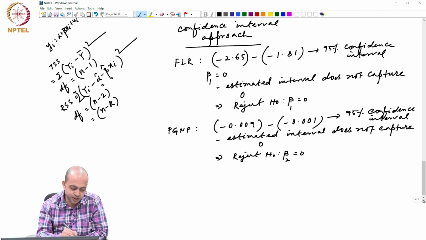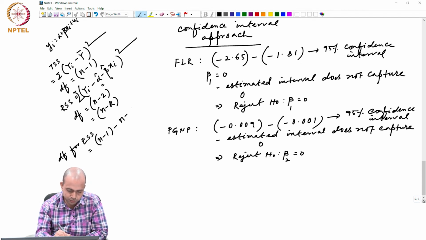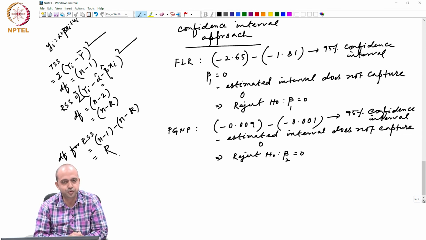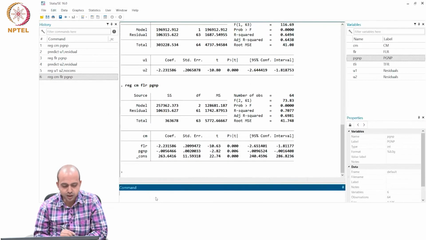And then you can easily say that the degrees of freedom for ESS would be n minus 1 minus n minus k, which equals k minus 1 degrees of freedom, where k is the total number of parameters. So, in this model we have 3 parameters to be estimated. Okay, 3 parameters, alpha, beta and this constant term.